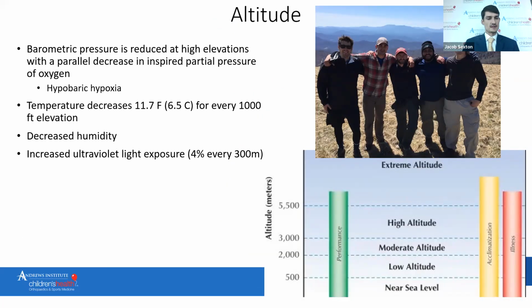So finally, we'll be discussing altitude in the athlete. Barometric pressure is reduced at high elevations with a parallel decrease in inspired partial pressure of oxygen, so athletes are going to be exposed to a relative hypobaric hypoxia. Temperature decreases approximately 11.7 degrees Fahrenheit for every 1,000 feet of elevation. You also have associated decreased humidity, so drier air, and increased ultraviolet light exposure. You get an increase of 4% for every 300 meters that you go up.